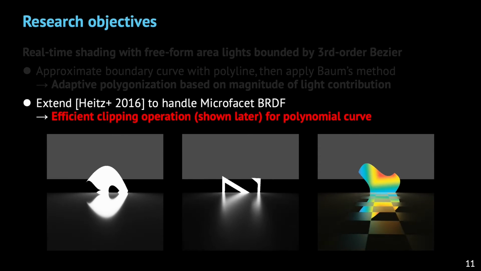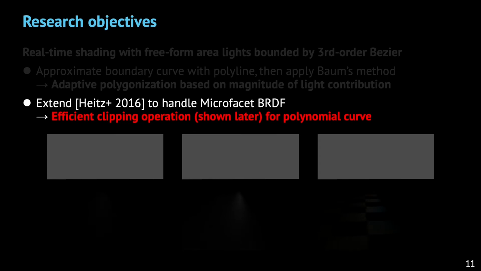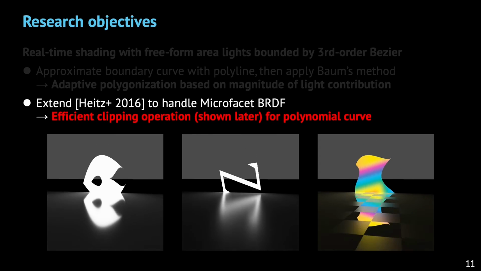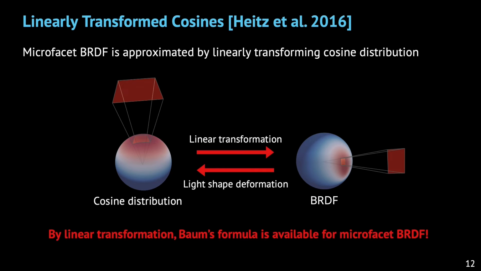Now the first part is finished and I'll show you the efficient clipping operation for polynomial curves. The clipping operation is needed when using a linearly transformed cosine to approximate a microfacet BRDF. This approximation using the linearly transformed cosines was proposed by Heitz et al. in 2016. They found that the microfacet BRDF with GGX normal distribution can be well approximated by linearly transforming the cosine distribution defined on a hemisphere.